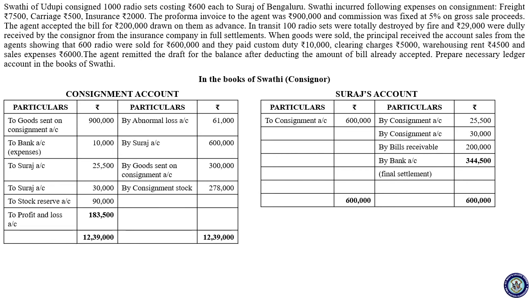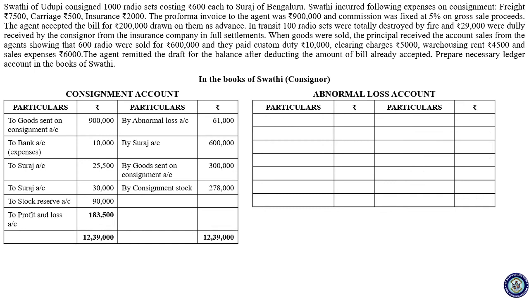So if you're done with consignee, then you go for the next ledger account. Those who are completed can start with the next ledger account. So the next ledger account is the abnormal loss account.